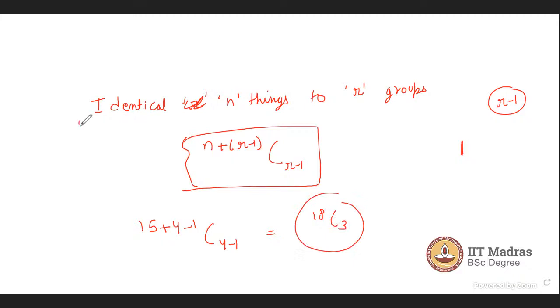C3. So in case of identical things, you have to use this. This formula, sir, does not show how the actual situation works. And that's what I just explained with that number line, right?